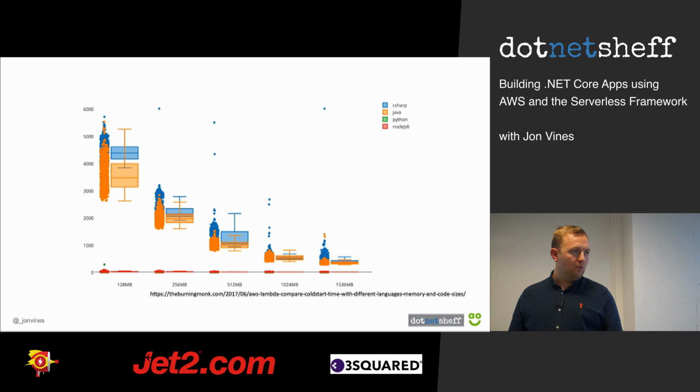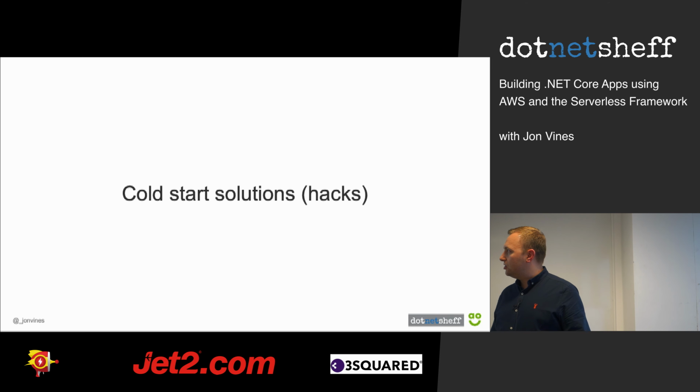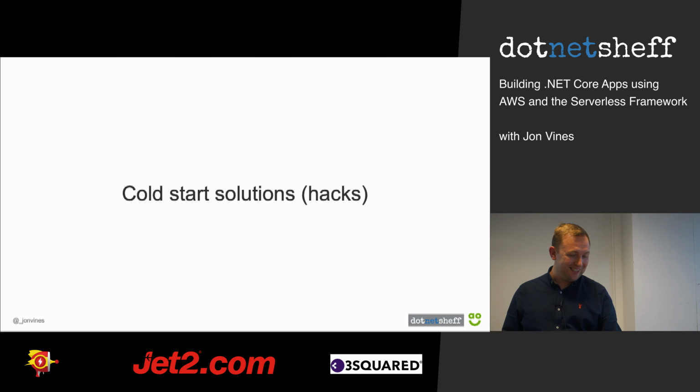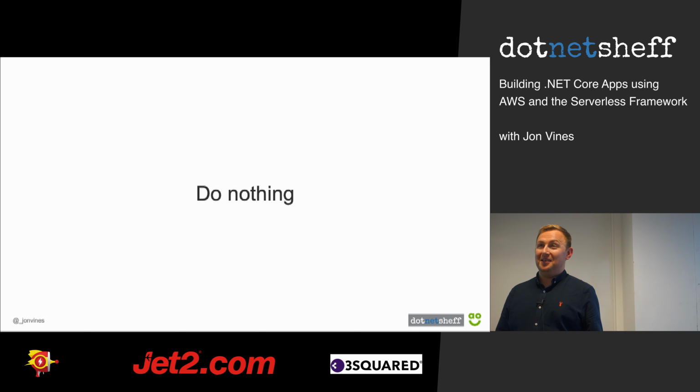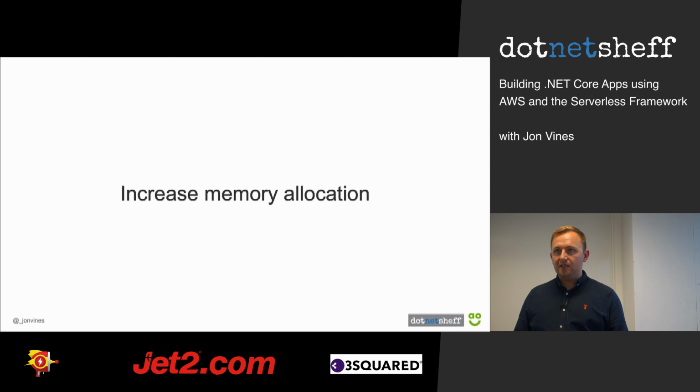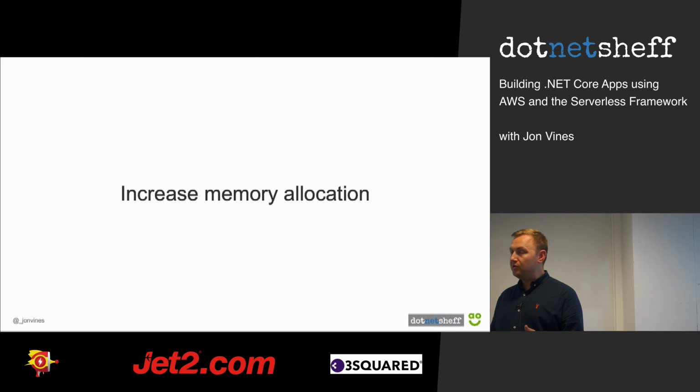So what options are there? Cold start solutions. I don't think there's really a solution at the moment. I think there's a number of hacks that you can put in place to try and manage this. So firstly, you can do nothing and just accept that that happens and just try and manage that on the front end. That's not great in a lot of circumstances. Increasing the memory allocation of the function can reduce that cold start time. It doesn't get it perfect, and you're paying for kind of over-provisioning your function, which isn't a great place to be either.